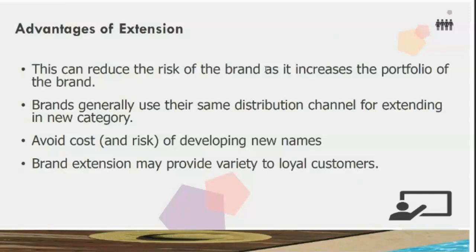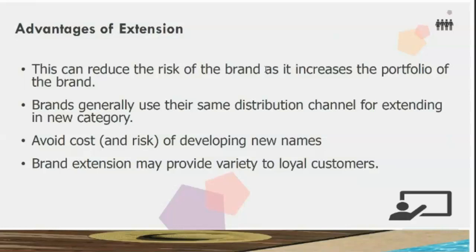The first advantage is this can reduce the risk of a brand as it increases the portfolio of the brand. When you are into multiple product categories, that reduces your risk levels. That gives you that portfolio that, okay, even if I am not doing good in mobile phones, I will be doing good in home appliances. If I'm not doing well in home appliances, I'll be doing well in the television category. If the television category is not doing well, I'll be doing good in the laptop category. So that means sometimes the same customer can buy multiple products from the same brand.